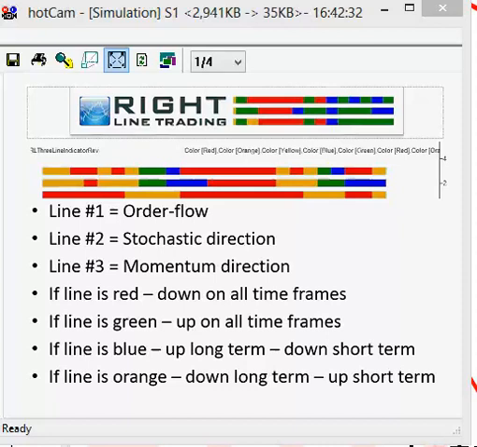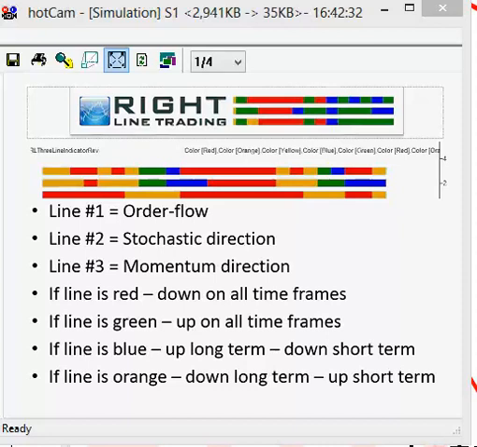Now this is our 3-line indicator. The first line defines order flow. The second line analyzes stochastic direction. And the third line analyzes momentum direction. Now if the line is red, it means that order flow is down on all time frames analyzed by the indicator. If the line is green, you're up on all time frames. If it's blue, you're up long term and down short term. And if it's orange, you're down long term and up short term.